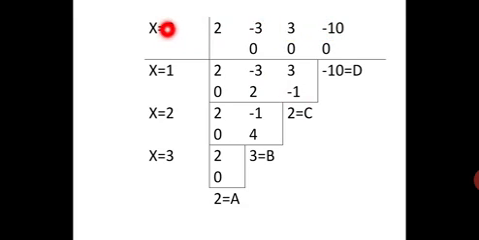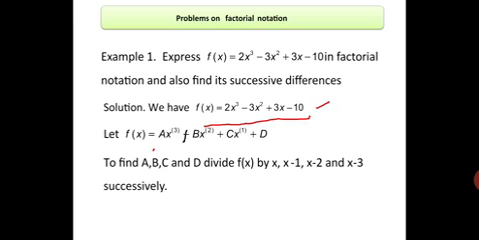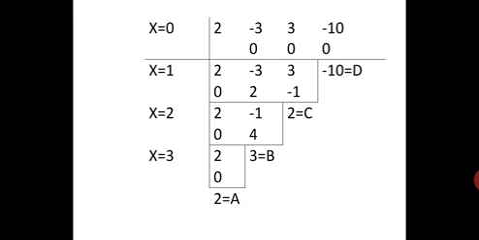So I have to divide by x, x minus 1, x minus 2, x minus 3. First, x equals 0. Taking x minus 1 secondly, it becomes x equals 1. X minus 2 means x equals 2. X minus 3 means x equals 3. We are told to divide successively by these terms, that is x equals 0, then x equals 1, then x equals 2, then x equals 3.